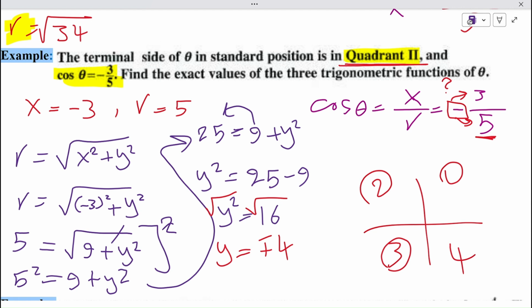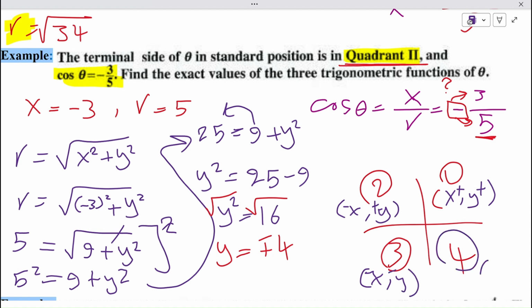Look at here. In the first quadrant, x and y are positive. In the second one, x is negative, y is positive. In the third one, x and y are negative. What about the fourth one? In the fourth one, x is positive, y is negative. So, in the second quadrant, look at here. Is y positive or negative? Y is positive. So, we will choose just positive 4.